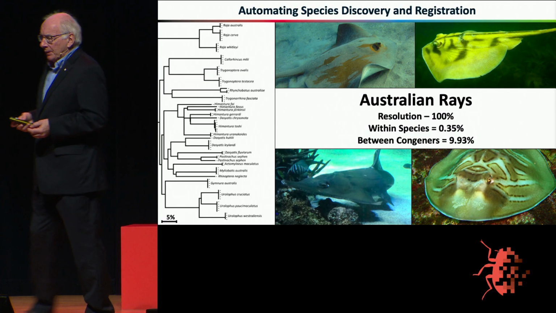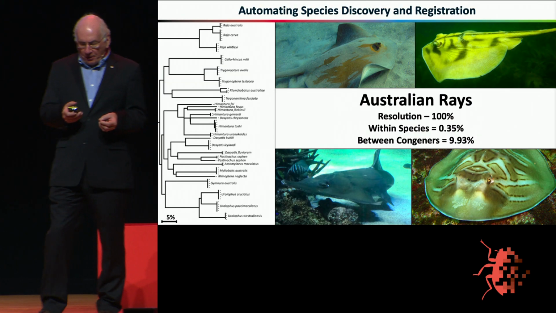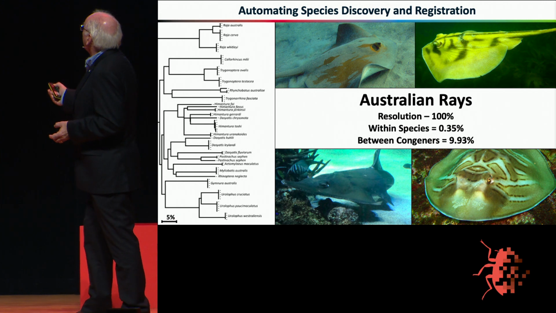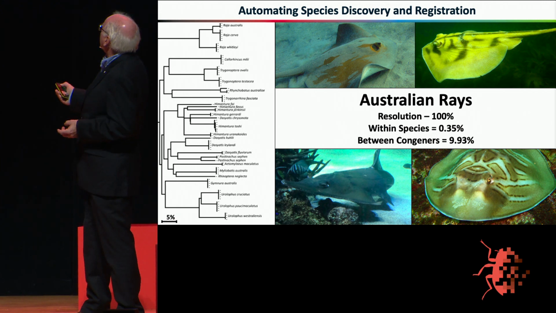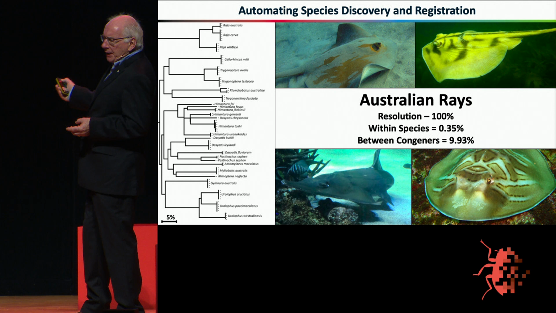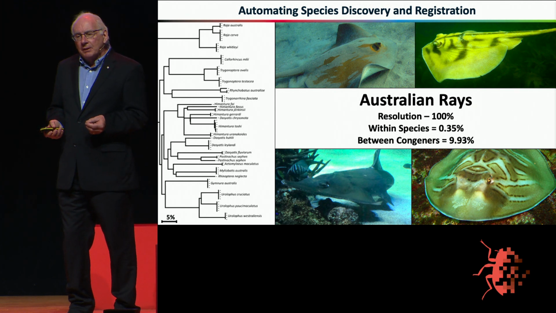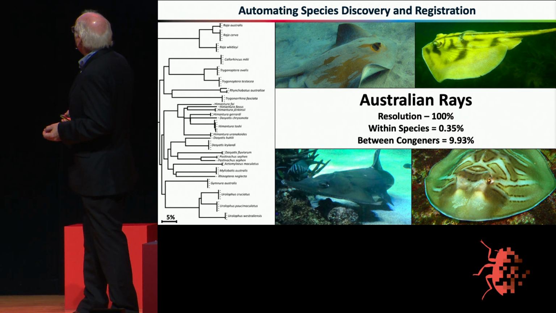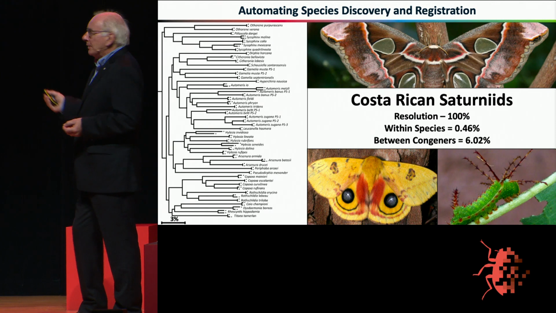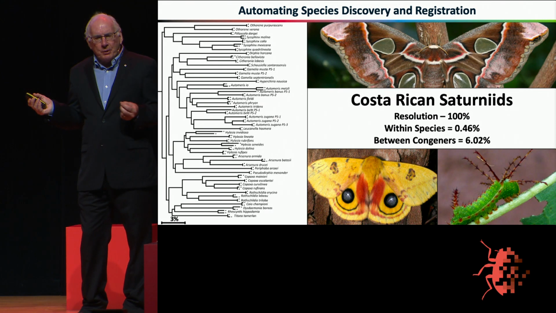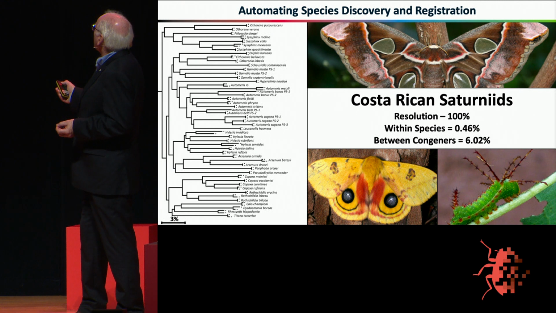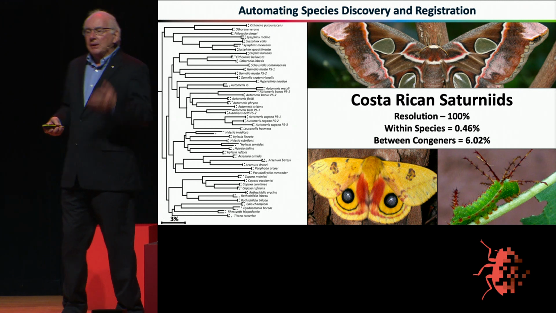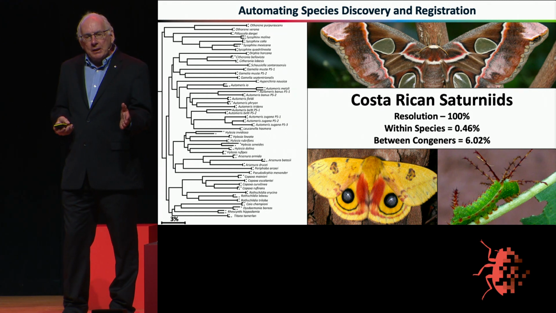So just as a reminder, if you haven't looked at barcode data before, this is a sort of topology that you typically see. Very little variation within a species, deep variation between species. That's an extremely useful pattern. So these are Australian fishes, marine fishes. These are insects in Costa Rica, Saturnid moths. And you can see the same kind of topology, this lack of variation within a species and deep divergence between species.